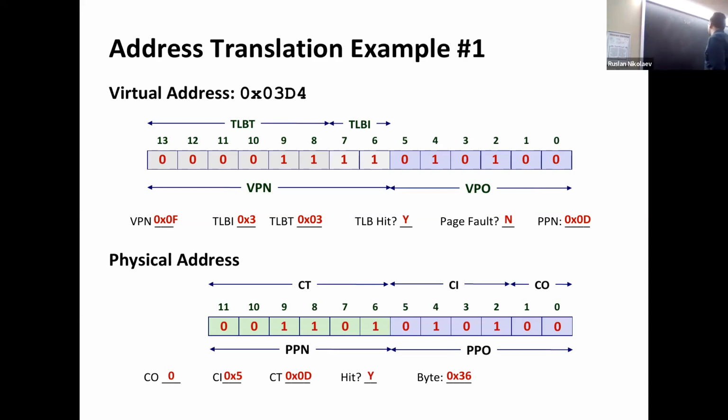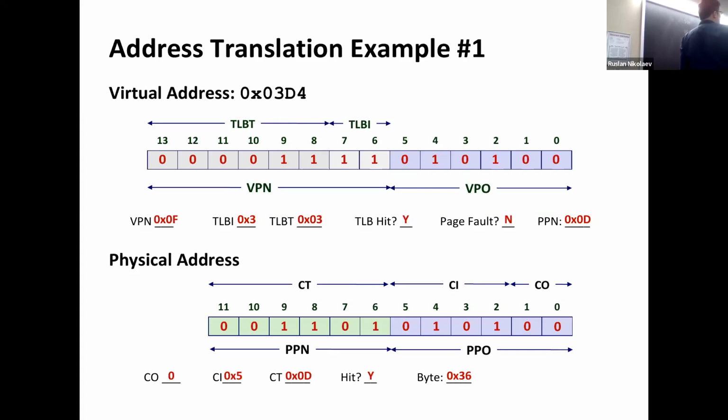Okay, 3D4, that's four. What is 4? 4 is 0, 1, 0, 0, right? And D is 1, 1, 0, 1. Yes, that's correct. Then it's 0, 0, 1, 1 for 3. So this is just hexadecimal and binary, right?